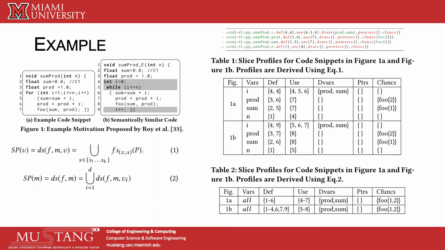If you take a look at Table 1, we can see that the variable i, for example, is defined in statement number 4 twice, and is used in statements 4, 5, and 6. There are 2 dependent variables on i, prod and sum, and the pointers and call function sets are empty. We can use equation number 3 to create a slice profile at the file granularity level, but this is not the case in this example because each file contains exactly one function.